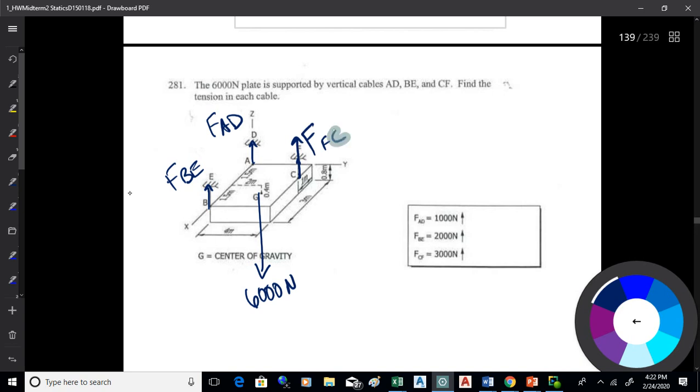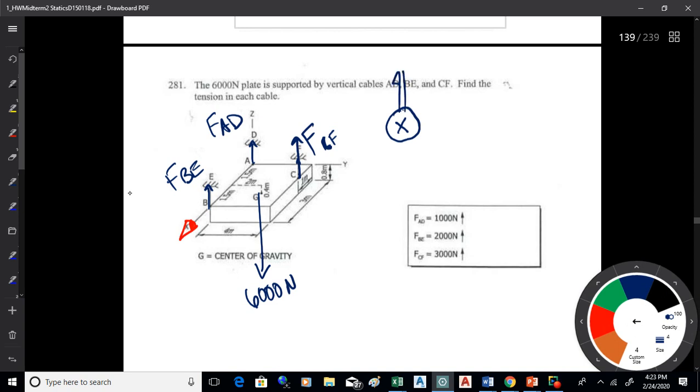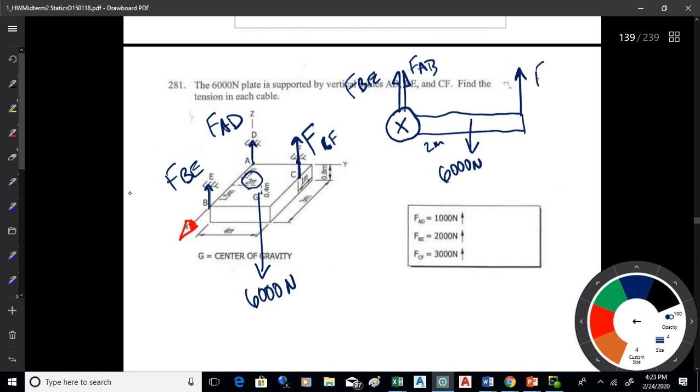Okay. So I want to look at that and go, which axis would I want to take a moment about to find that unknown? I want to find an axis that I can take a moment about that'll only have one unknown. I bet if I look down that axis right there, that might fit the bill, because that's the x-axis, and what I have acting there are two unknowns right on the axis. I've only got three unknowns, so if I take that moment about the x-axis, I'll only have one unknown left. I'll have the 6,000 down there, 2 meter distance, and then I'll have FCF acting that way. I can sum moments about x, set that equal to 0, and I bet I'll come up with FCF. And that'll be 3,000 newtons, I think.